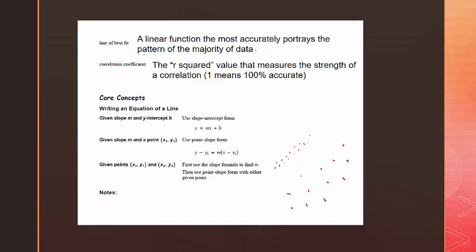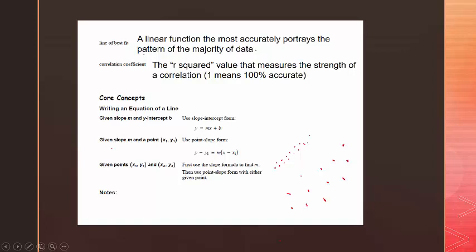So if it makes a prediction, it's going to be right based on the math of all the data that you plotted. All right, so closer to 1 is good. So if you got 0.96, that means it's about 96% accurate. So your line of best fit is about 96% dependable.